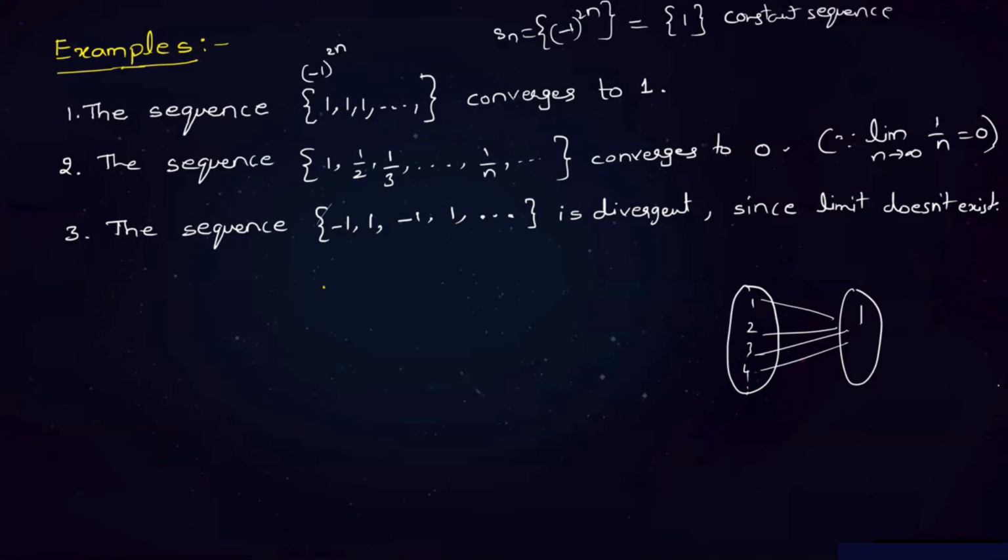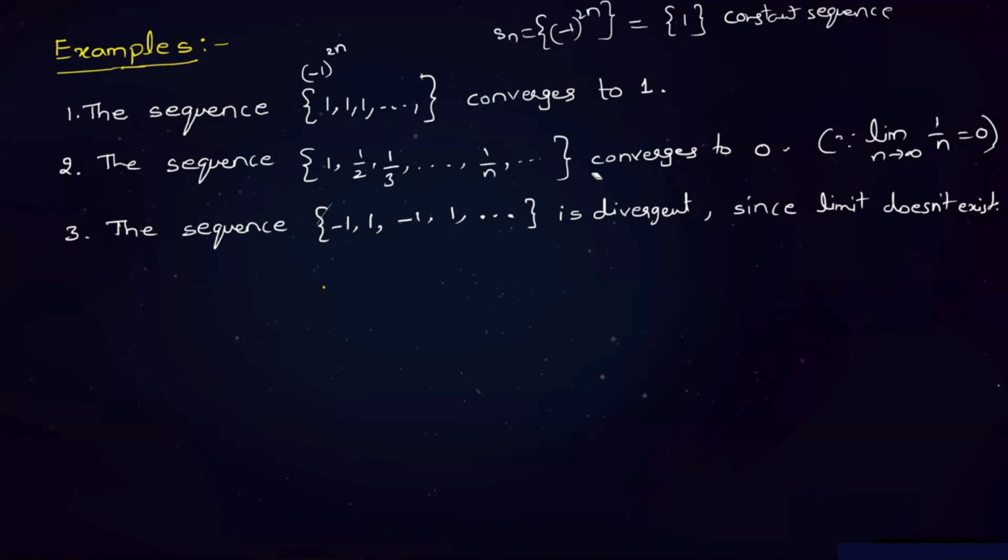It may be 1 or 2 or 3, whatever it is, not a problem. But since we are getting a constant number for every n, we call it a constant sequence. And if you look at the second example here, the sequence 1, 1 by 2, and so on, 1 by n.